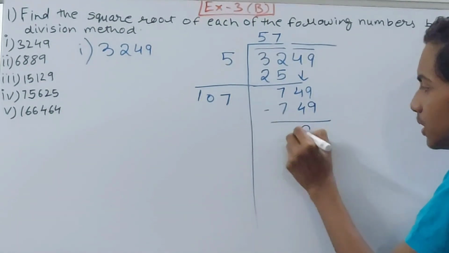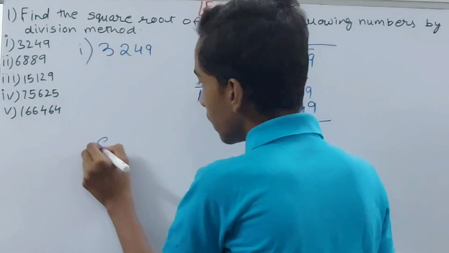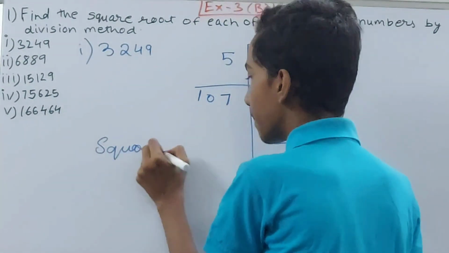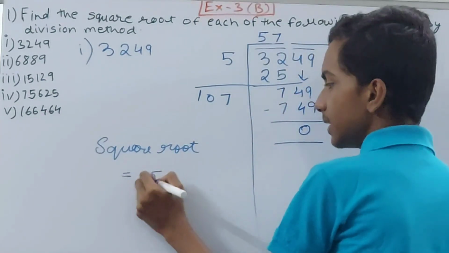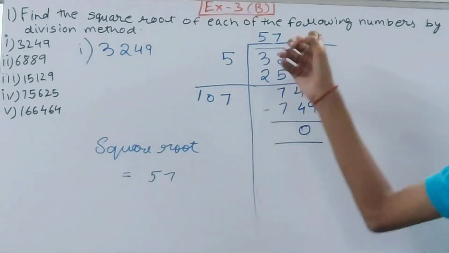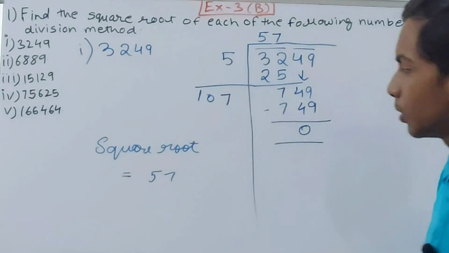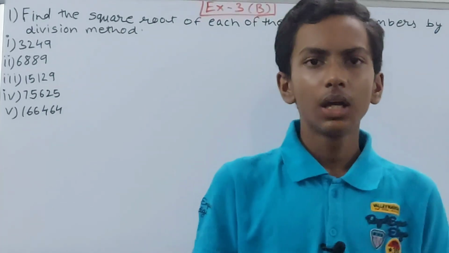Now what will this be? 0. So what have we got here? See, now the square root is 57. The number you get over here, the quotient, becomes your square root. So 57 becomes your answer. Now let's move on to the next.